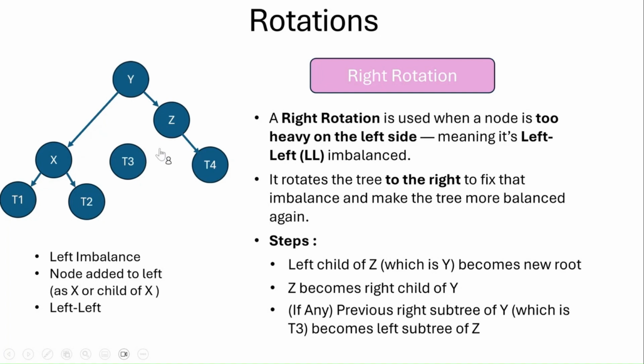Right? So that's why if there is any right subtree of the Y, it becomes the left subtree of the Z so that it can still satisfy the binary search tree properties. The T3 is greater than Y, that's why it is on the right side of the Y, but T3 was smaller than Z, that's why it was on the left side. So it will remain on the left side of the Z, right? So this is the right rotation logic.